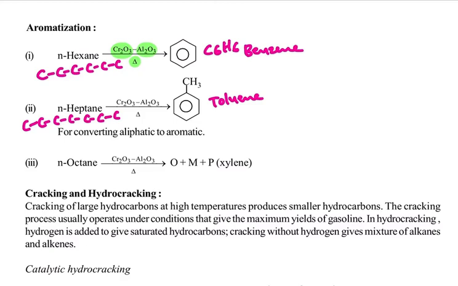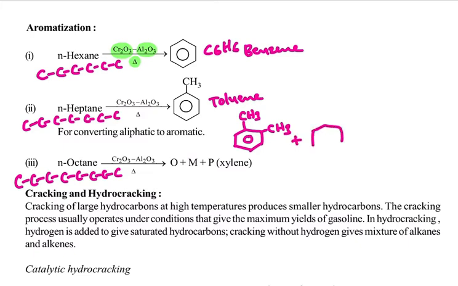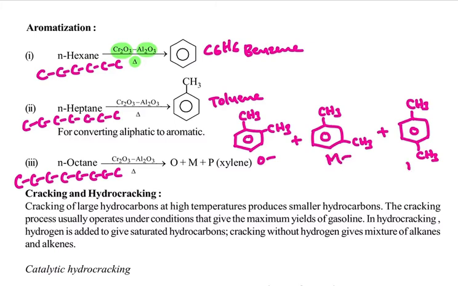N-octane means 8 carbons. When it undergoes aromatization, we get orthodimethylbenzene, metadimethylbenzene, and paradimethylbenzene, which are called xylenes. I will give those structures. Here CH3 and CH3 in ortho position, orthodimethylbenzene. Next, CH3 and meta position also CH3, metadimethylbenzene. Next, methyl group and methyl group in para position, paradimethylbenzene. These are called xylenes: orthoxylene, metaxylene, paraxylene.